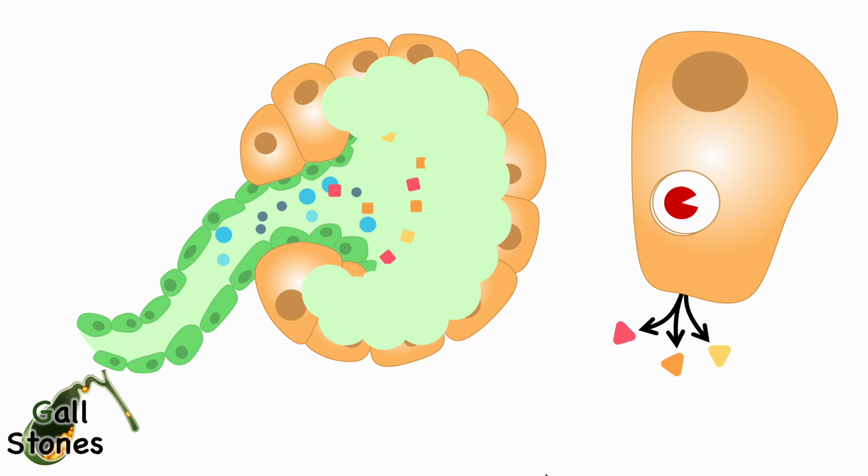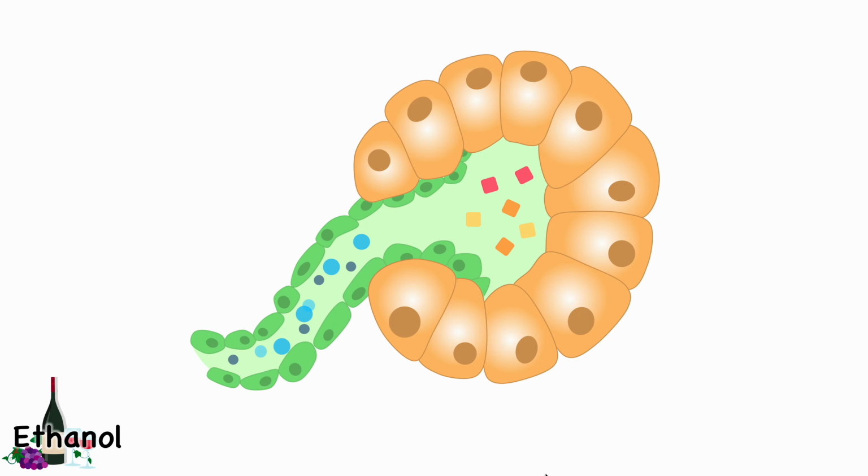Now, second most common cause is ethanol. So this one has its effects in multiple various ways, and these are all very interesting. The very first way that it acts is directly by stimulating the acinar cells. It will stimulate them to release more zymogens. So that's the first way. Second way, it acts directly on the ductal epithelium, and it causes them to thicken their secretions by releasing more proteins than fluid. So what's this going to do?